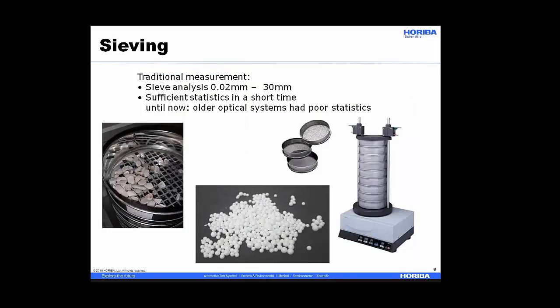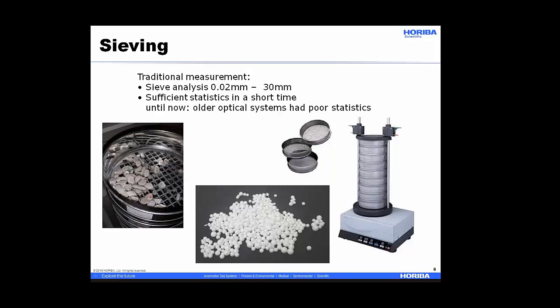So let's start with sieving. Sieving is a very traditional measurement. Some advantages of sieving are that you get statistics in a short time. You can measure a lot of particles quite quickly. With older optical systems, you did have that problem with measuring enough particles.